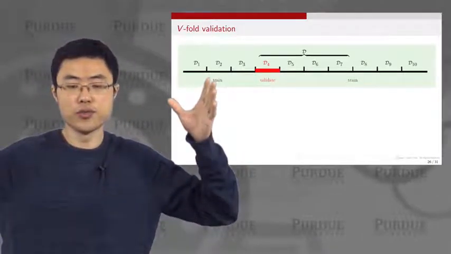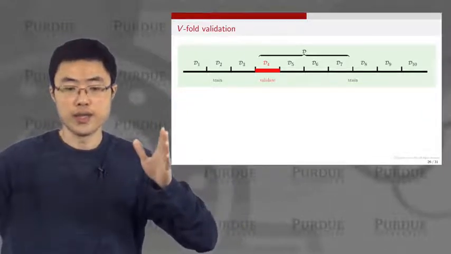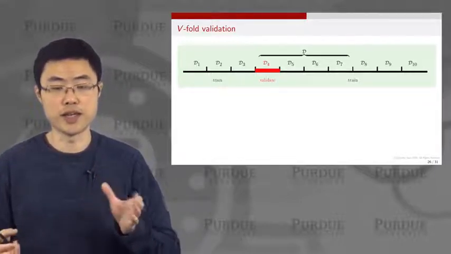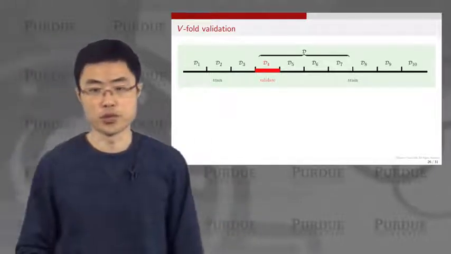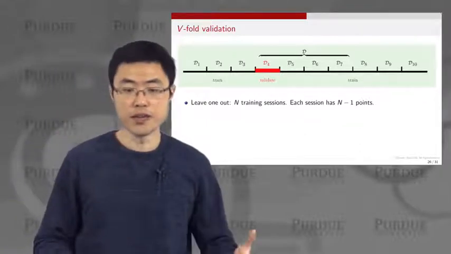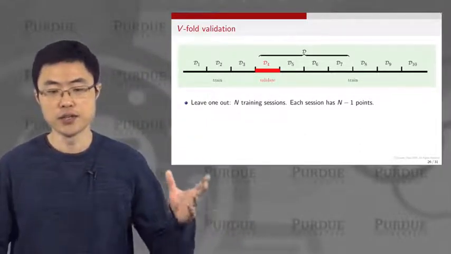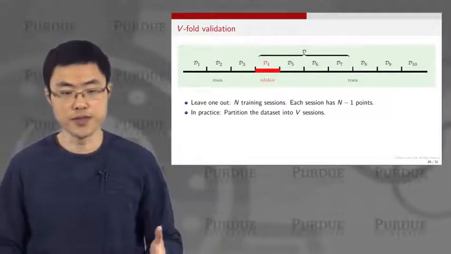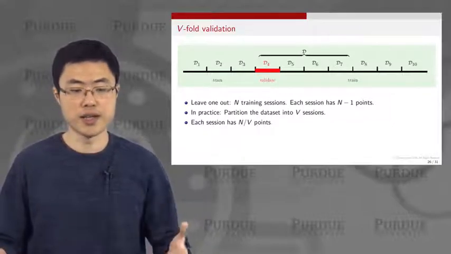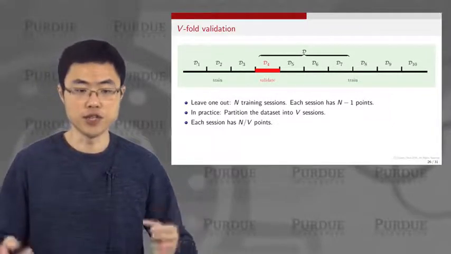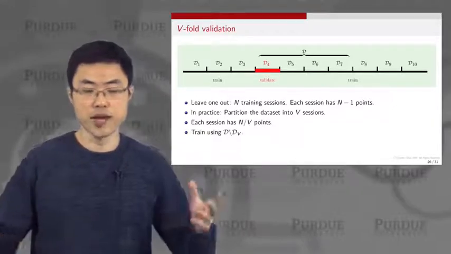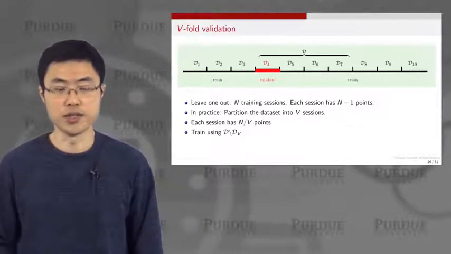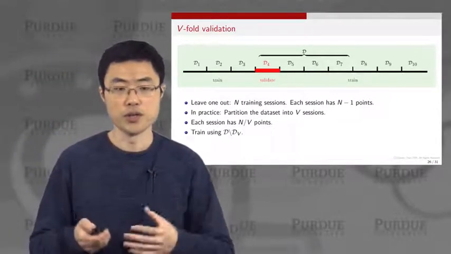Okay, so then you will allocate the data set, in this example, you divide it into 10 chunks, and then one chunk will be used for validation, and then the rest you will use for training. So leave one out says that you have n training sections, so each section has n minus 1 data points. And then in practice, you can partition into V sections, and so then you can choose n divided by V points in each section, and then train using the rest, and then you can do different combinations of all these validation and training sets. So that will also help you do the validation.